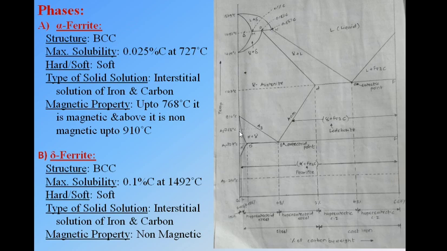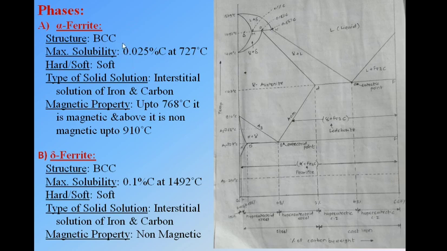As we know, 768 is the Curie temperature of iron. Means below this everything will be magnetic, above this everything will be non-magnetic. Okay, so our alpha ferrite will be in the magnetic state up to 768. Above this, from 768 to 910, it is in the non-magnetic state. Okay, so this is what it is about alpha ferrite.